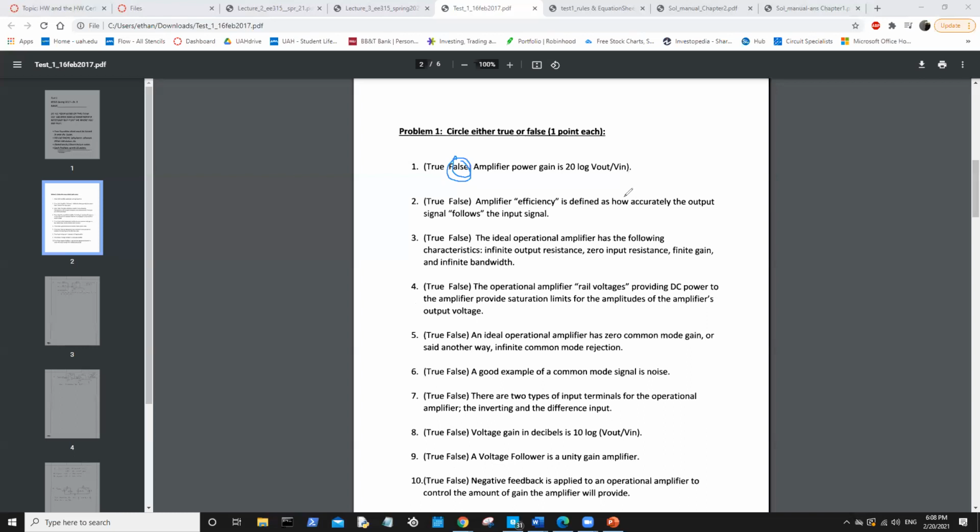Now the question is, is it defined as how accurately the output signal follows the input signal? If efficiency is defined as the power, I don't think follows is the right term. Wouldn't follow simply be that you modify the signal and then it looks similar? I don't think that's part of efficiency. If efficiency focuses only on power, then it probably doesn't have anything to do with following. So I would guess that this is false, most likely.